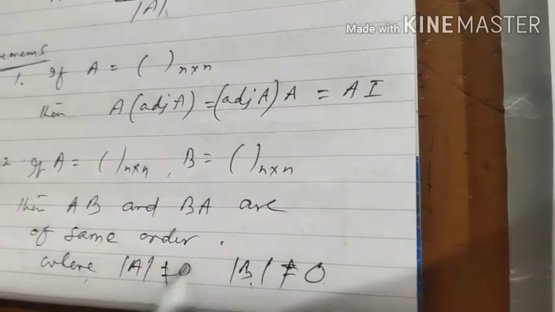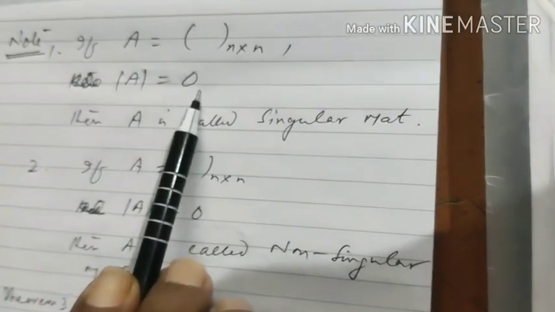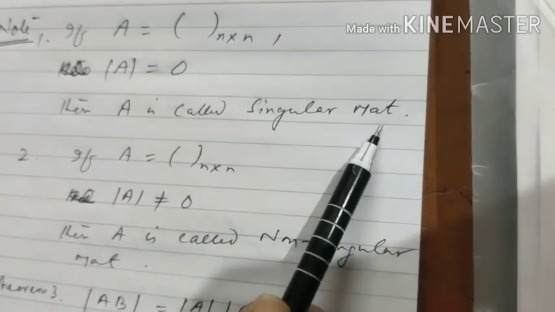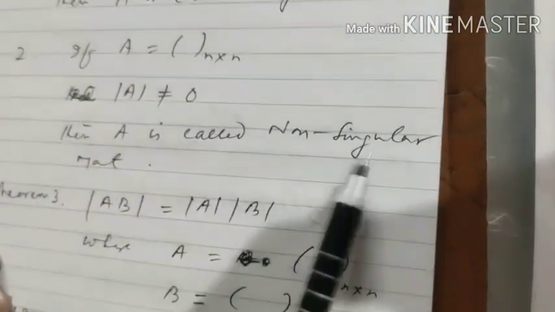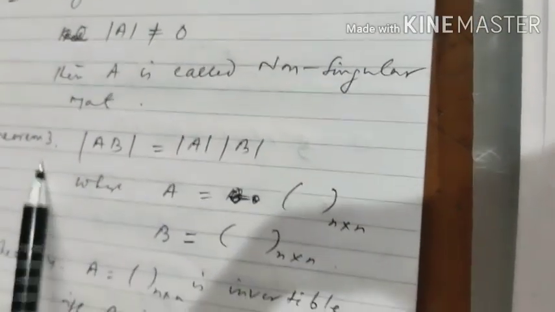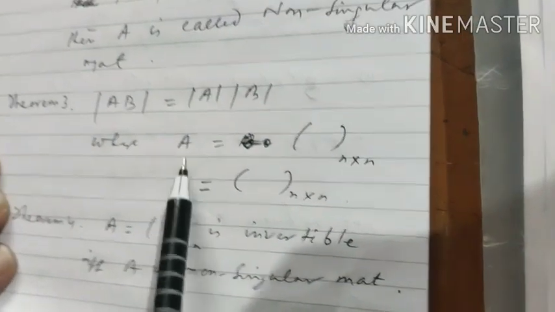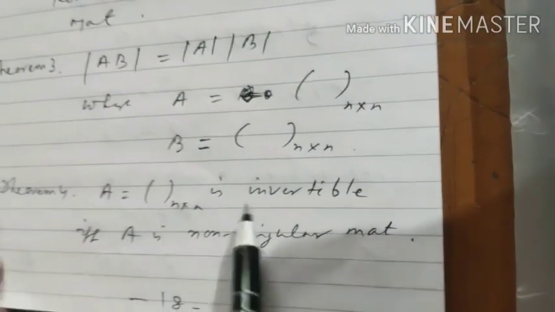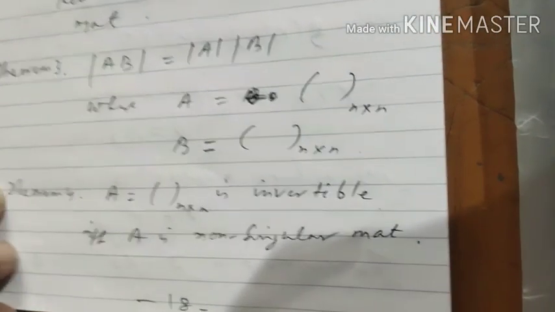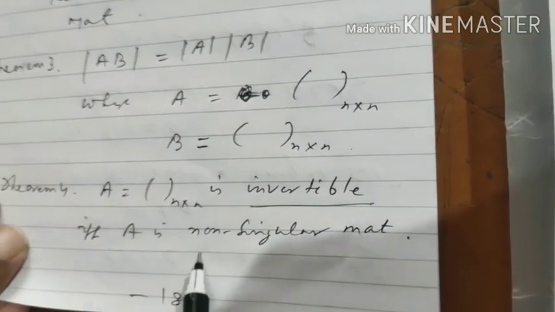Where determinant A is not equal to 0 and determinant B is not equal to 0, AB and BA are of the same order. If A is n by n and determinant A equals 0, then A is a singular matrix. If determinant A is not equal to 0, A is a non-singular matrix. Again, theorem 3: determinant AB is determinant A into determinant B, but A and B are the same order square matrices. A, n by n, is invertible if and only if A is a non-singular matrix. Invertible means determinant A is not equal to 0.